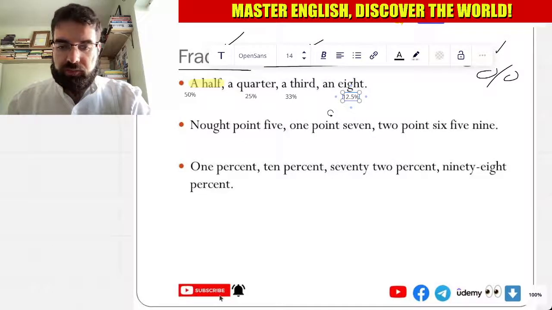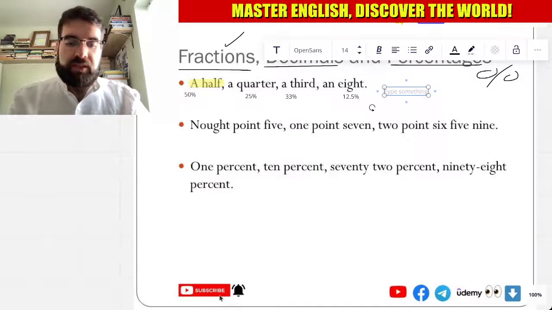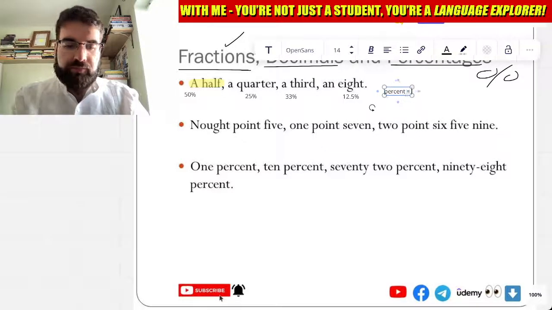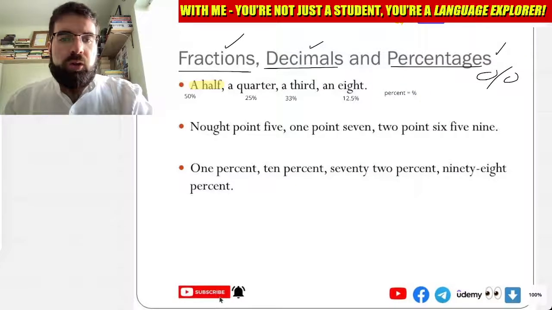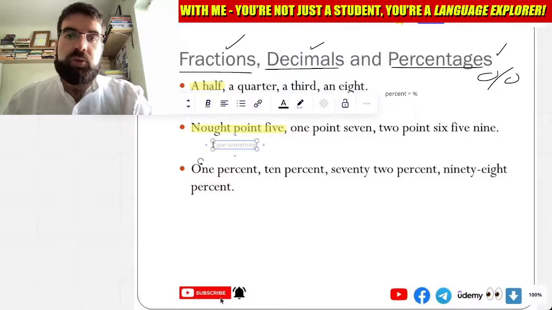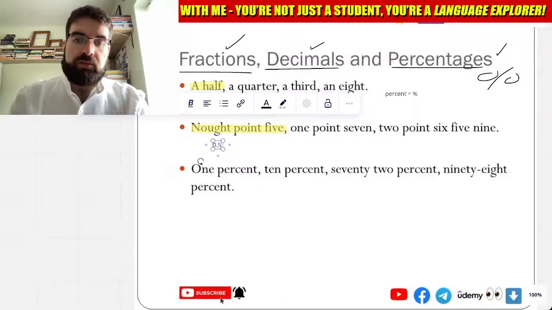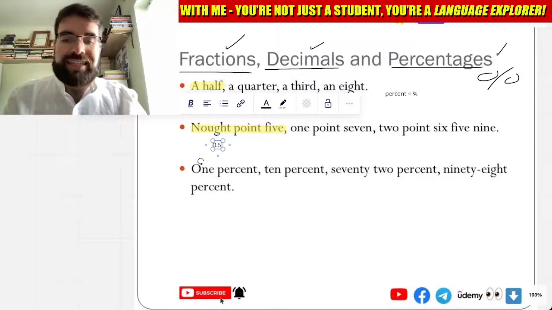Sí, por ciento. Percent. Muy bien. 0.5, so nada punto 5. Muy bien. 0.5, naught or 0.